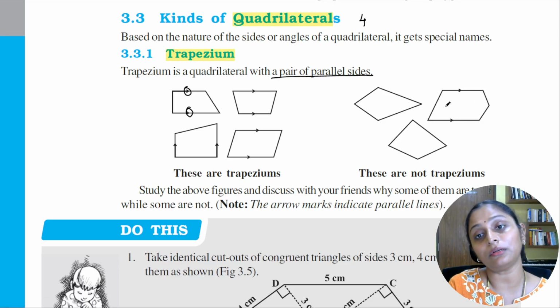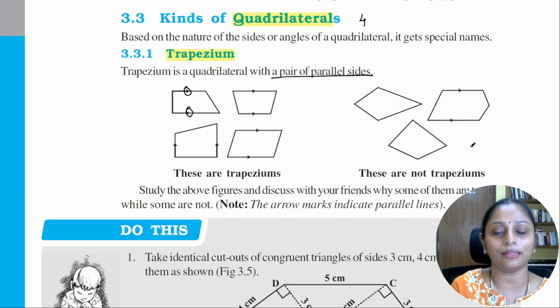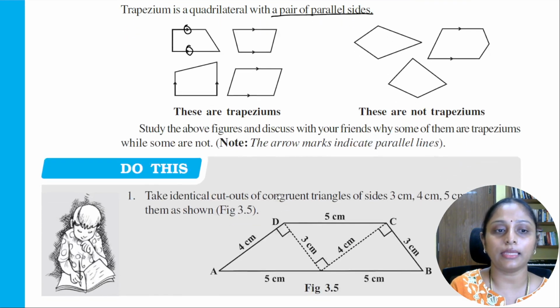However, this is not a quadrilateral in the first place. You can see that there are 1, 2, 3, 4, 5 sides in this particular polygon. That means it is not a quadrilateral. Therefore, it cannot be a trapezium. So these are the examples.